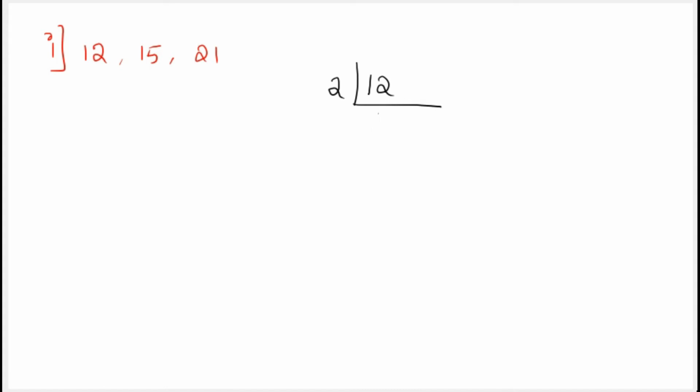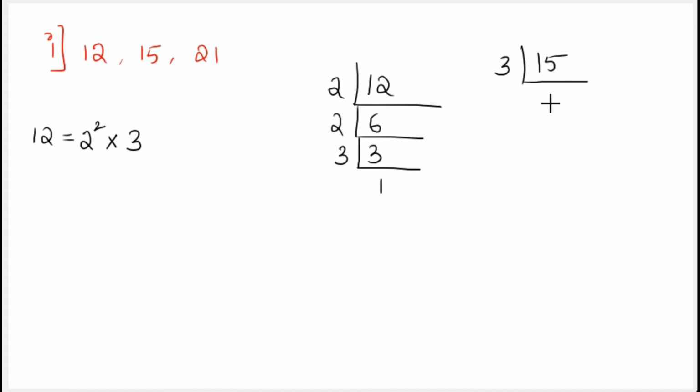2 6s are 12, 2 3s are 6, 3 1s are 3. So 12 के factors मिल गए हमें 2 square multiplied by 3. Next 15 के factors: 3 5s are 15, 5 1s are 5. So 15 equals 3 multiplied by 5.